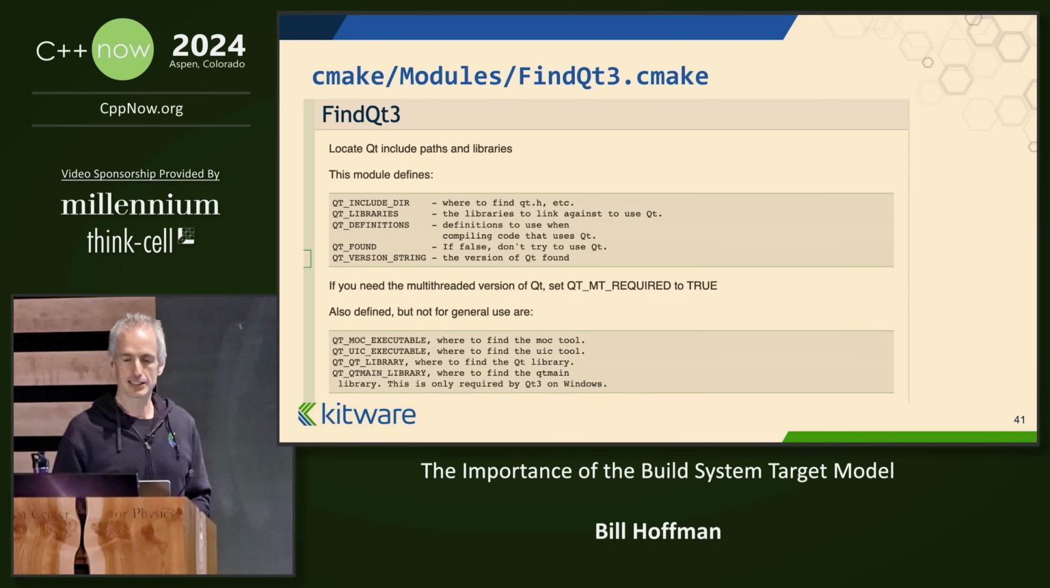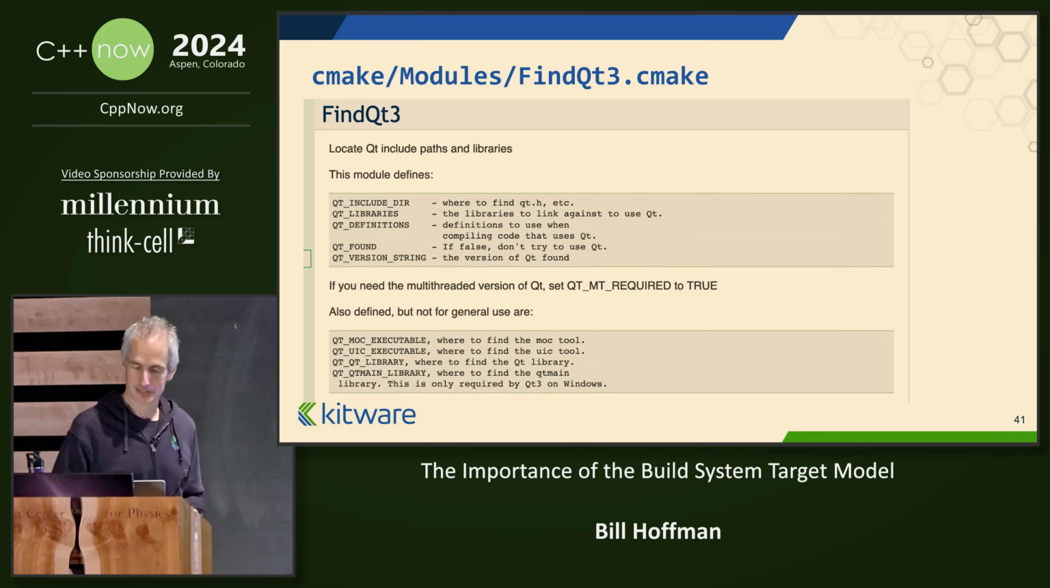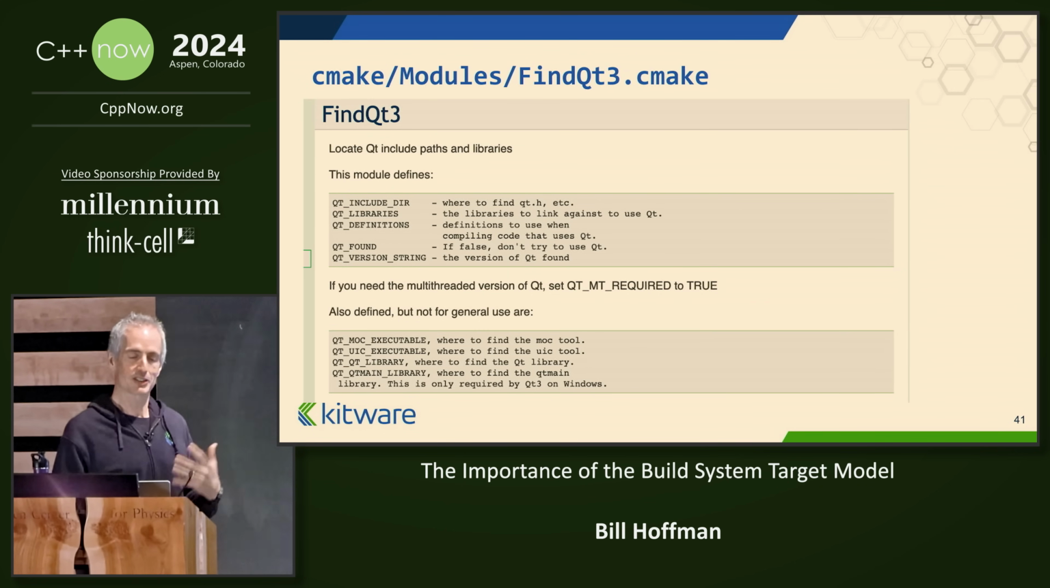CMake originally had find-cute 3. And this is one of those find modules that worked like the other ones. It would locate Qt, include paths and libraries, and set a bunch of variables. But if Qt's version changed and needed something different, you had to get a new version of CMake or put your own find Qt 3 that was patched inside your project.